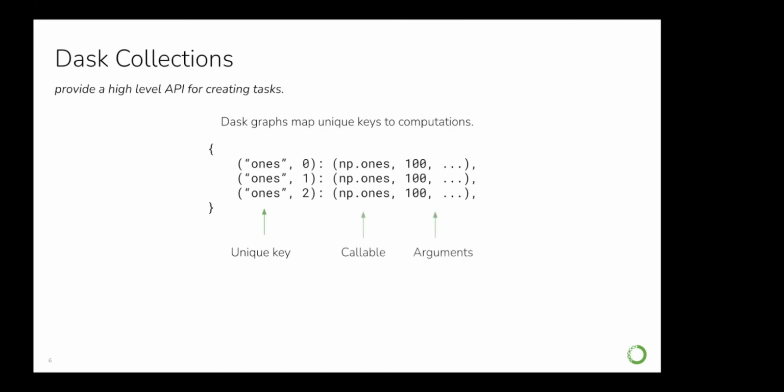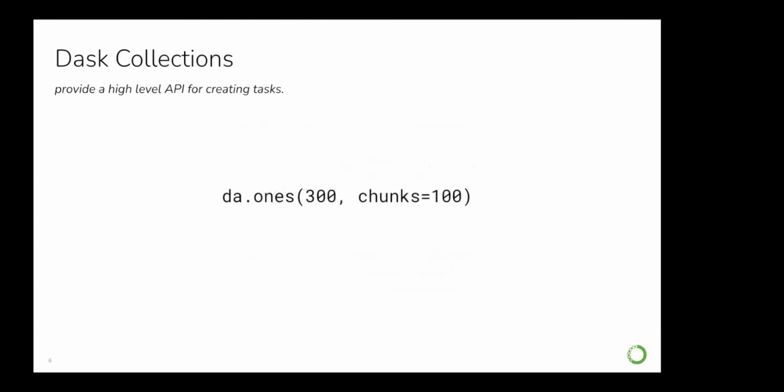On the right-hand side, I have a callable and the arguments to that callable. So it's kind of Lispy. This is a by-hand Dask task graph where the lazy computation is represented by this tuple on the right, which is the callable and its arguments. One does not want to write this by hand to do distributed computing. So Dask provides this API. You can call dask.array.ones at 300 elements long, chunked into 100 element pieces.